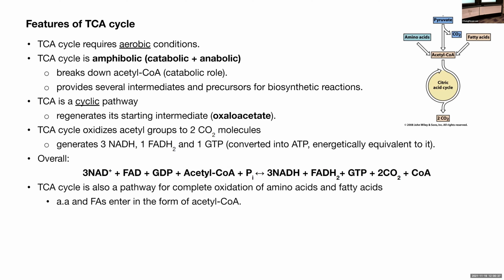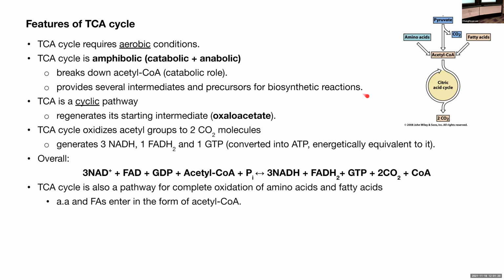So here are the important and interesting features of the TCA cycle. The TCA cycle requires aerobic conditions again, because it's an oxidative phosphorylation process. And the TCA cycle is amphibolic, meaning that it is involved in both catabolic and anabolic processes. So it definitely breaks down the acetyl-CoA into smaller pieces, eventually to carbon dioxide. But also, it provides several intermediates and precursors that will be used for biosynthetic reactions too. So it's involved in, again, anabolic processes.